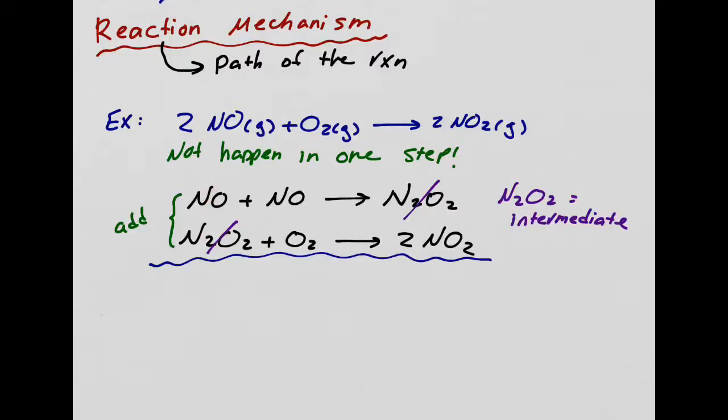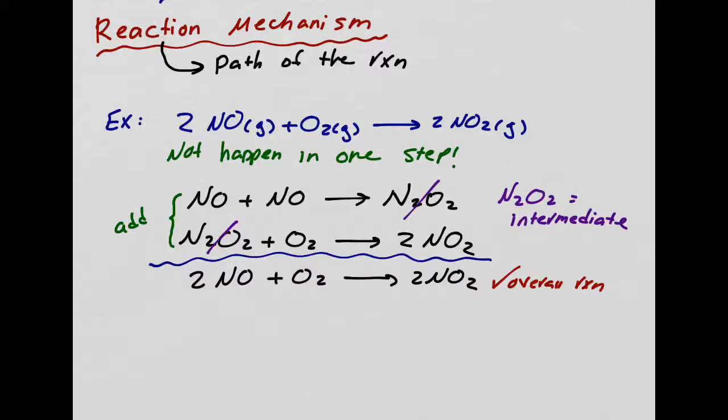I have NO plus NO, plus O2. So that would be 2NO plus O2 going to 2NO2. So you want to add this up together. This is what I get. Is this the reaction we wanted? That is the reaction we wanted. So that's great. That is the overall reaction that we wanted. So this reaction is not going to happen in one step. It's going to happen in two steps. When I add up these two steps together, I get the final reaction that I want.